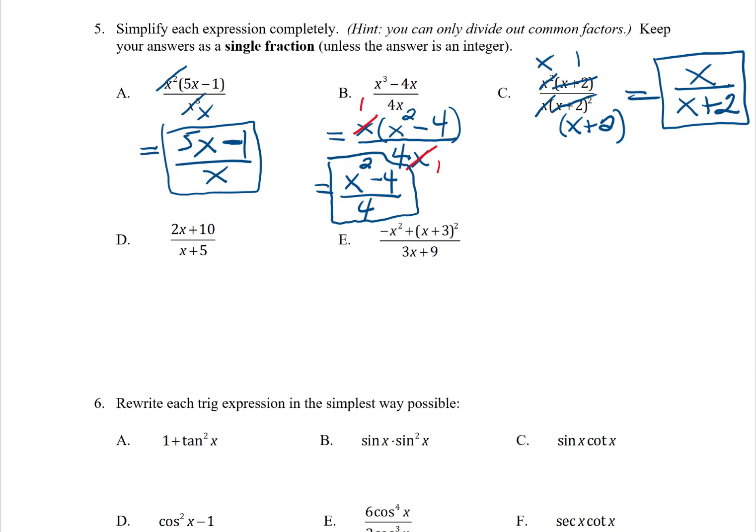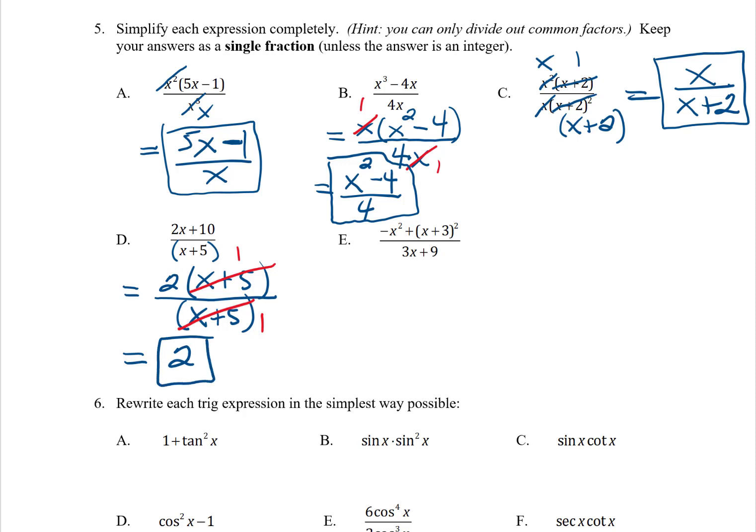Letter D, I'm going to have to do some factoring. X plus 5 doesn't factor, so I'll put it in parentheses to remind myself it's its own factor. The top, though, I can pull out a 2. I see that I have a GCF there, so 2 parentheses x plus 5 over the x plus 5 factor I had on the bottom. Obviously, I've got this common x plus 5 factor here. This one simplifies so much that I don't even have a fraction. I just end up with 2 over 1, which is equal to 2.